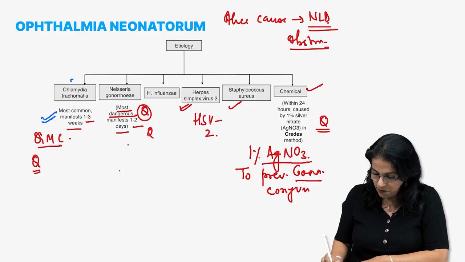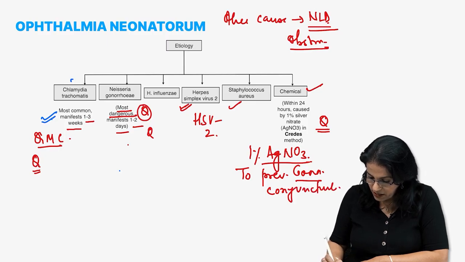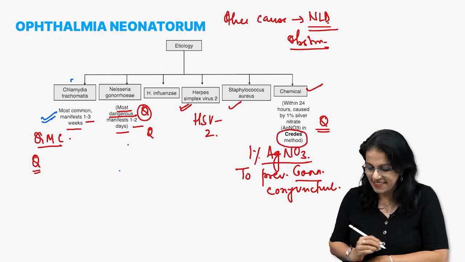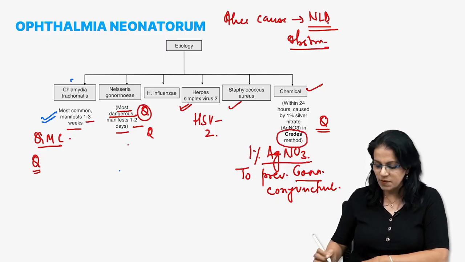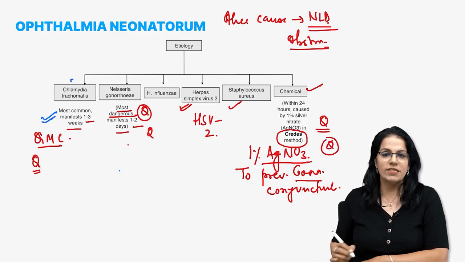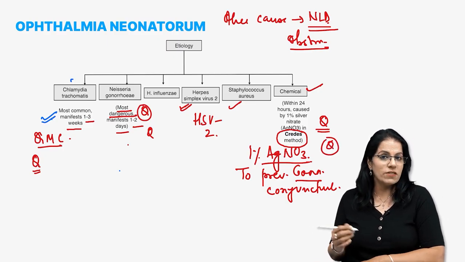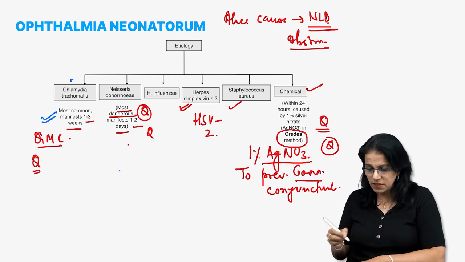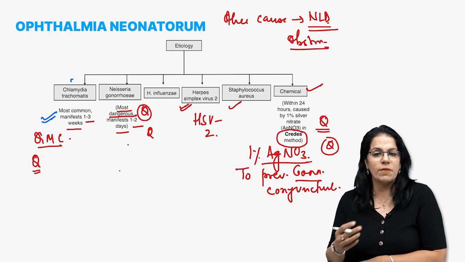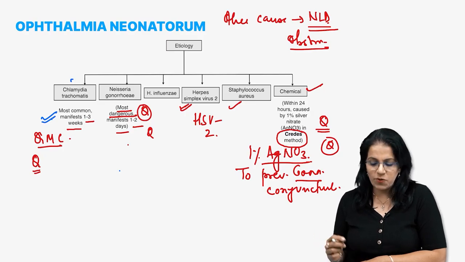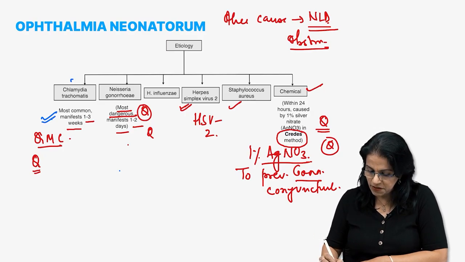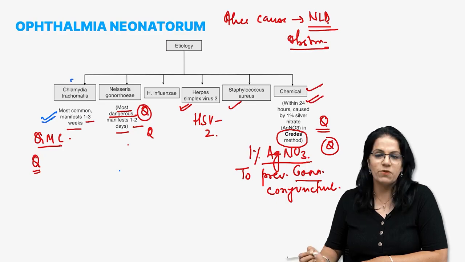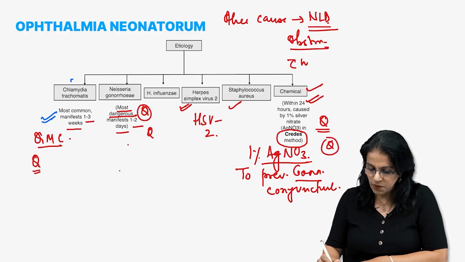And this method of prevention is what is called Credé's method. This is also a Q. What is Credé's method? Do we follow this now? No, sir, because this 1% silver nitrate causes chemical conjunctivitis. And of course, that will definitely manifest very quickly, that is within 24 hours. So it manifests within 24 hours.